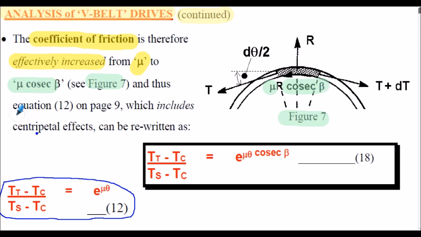If we now refer to equation 12 from our previous presentation, but I've shown it here for reference, and equation 12 includes centripetal or centrifugal effects, it can now be rewritten with the cosec beta term on the right hand side as shown. So in equation 12 for flat belt drives, the right hand side of the equation had the exponential function e raised to the power of mu theta, but in equation 18 for V-belt drives, the exponential function on the right hand side is raised to the power of mu theta cosec beta.